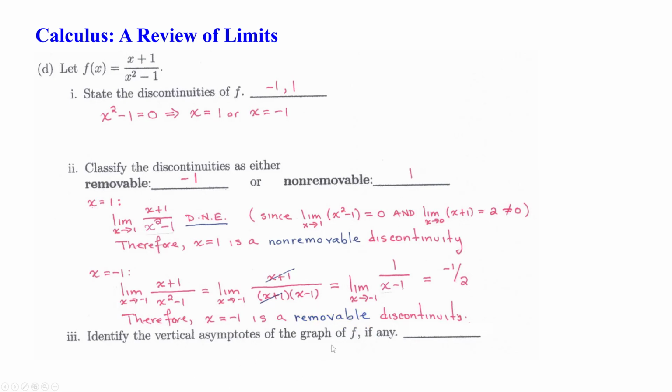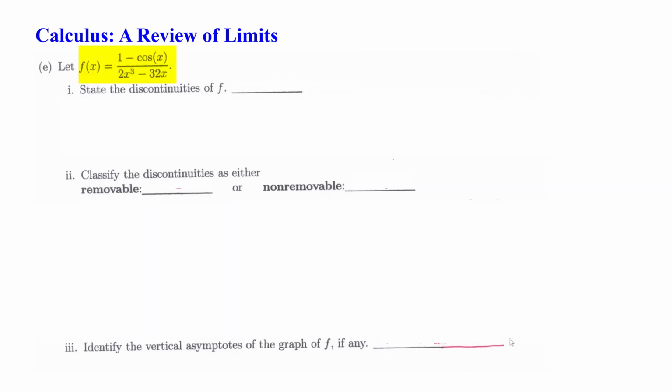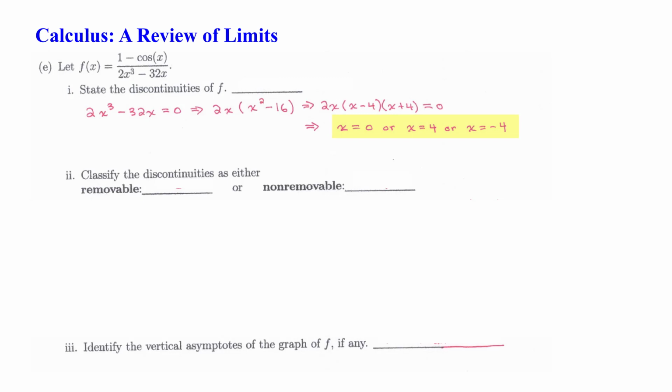Finally, we identify any vertical asymptotes. We know that the non-removable discontinuities of any rational function are precisely the vertical asymptotes. And again, if this were not a rational function, we'd have to do further analysis. So we have a trigonometric function. Let's state the discontinuities of this function. We set the denominator equal to 0 and solve. So we see the discontinuities are -4, 0, and 4.